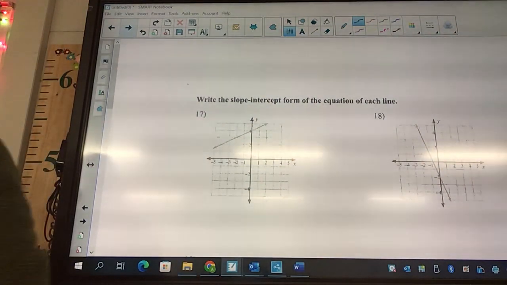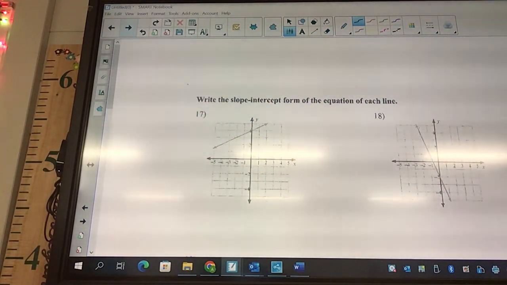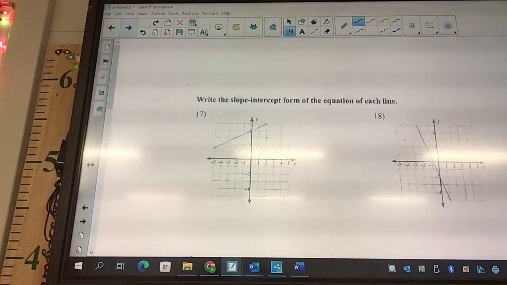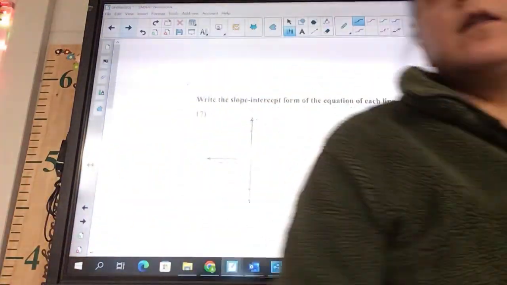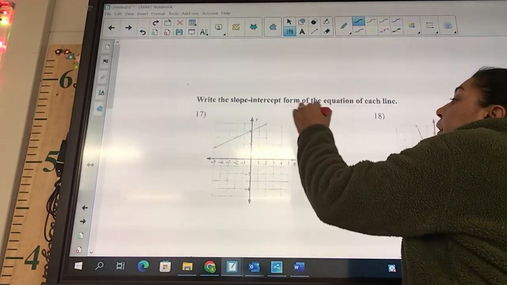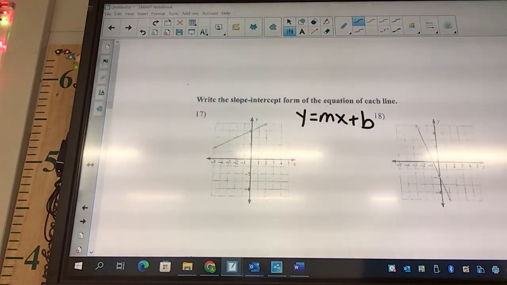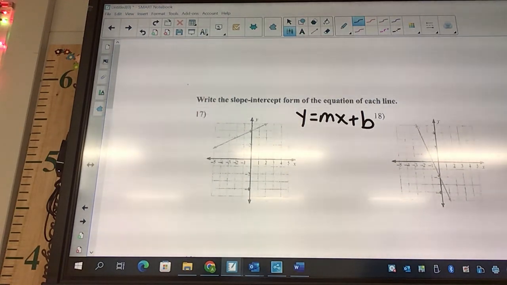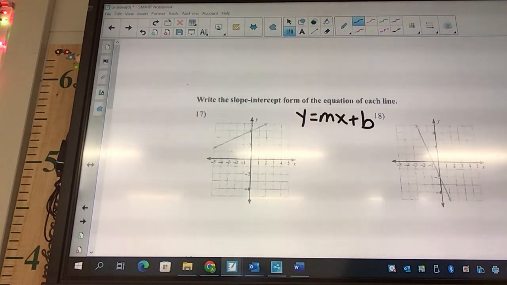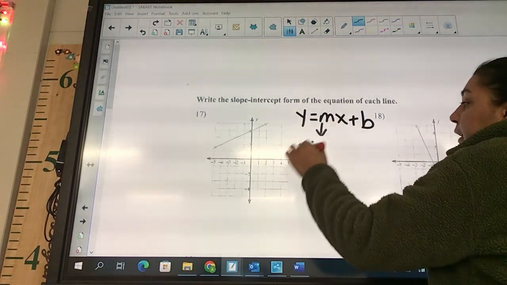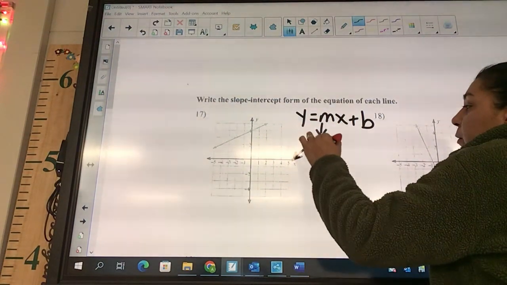Okay, 17, it says write the slope-intercept form of the equation of the line. What's slope-intercept form? We just talked about it. Y equals mx plus b. What does m stand for? Slope. What does b stand for? The y-intercept. The one thing I would say to definitely work on is whether this is a positive slope or negative.